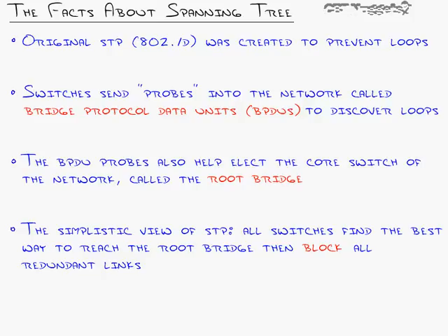Switches, in order to work with Spanning Tree, will send probes into the network called Bridge Protocol Data Units. You'll hear it abbreviated BPDUs that discover loops. Now, what these probes will do, let me expound on that a little, is they will search through the network and they will find all the redundant links. And all the switches will get their own probes back.